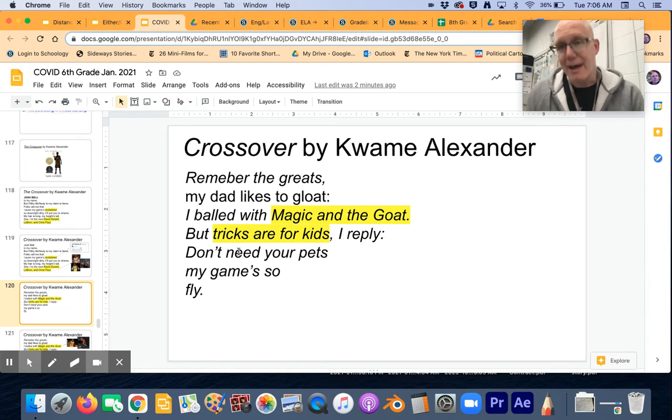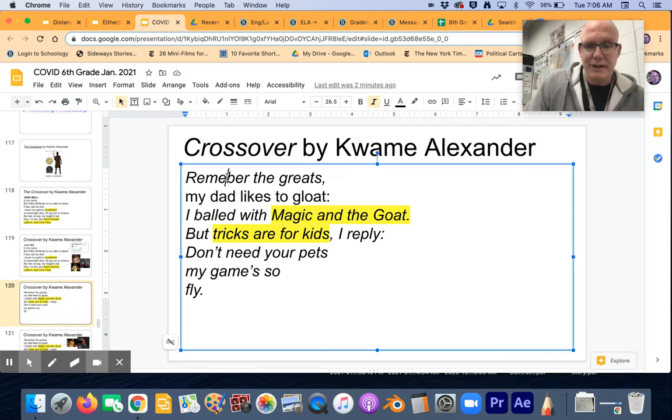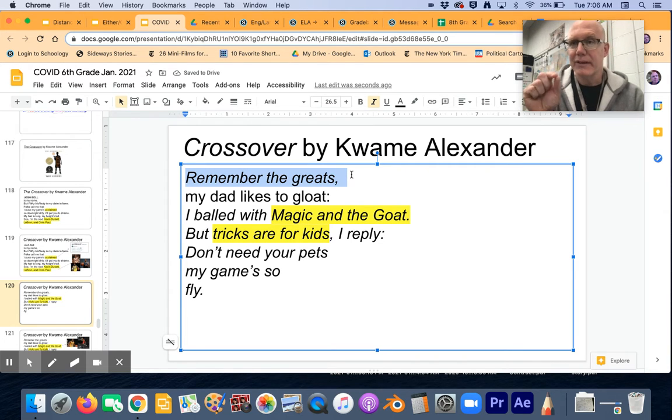So here's the thing. First of all, here's what's really interesting if you think about it. The way this is written, the dad's speech is in italics, so it's written differently. But this right here is interesting. I balled with Magic and the GOAT. Now again, those are very specific people. It's not a real goat. If you know who the GOAT is, then you know who this was talking about. If you know who Magic is, then you know who that is referencing. And lastly, this: tricks are for kids. You may not know this, but that phrase is very famous, depending on whether you understand breakfast cereal. Let me show you what I mean.